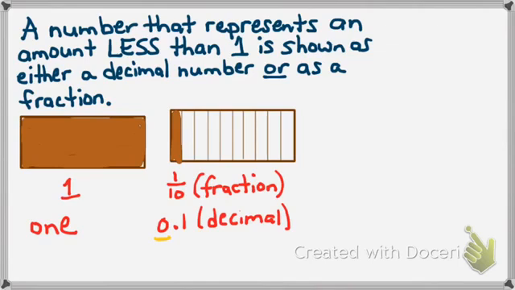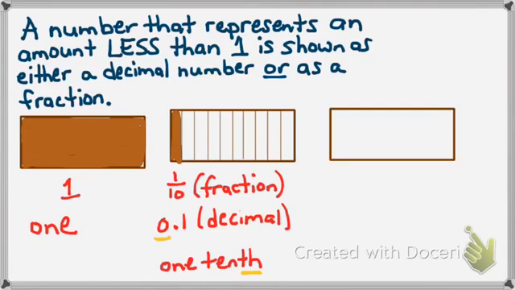How do I write either the fraction or the decimal as a word, or how do I say it? The proper way to say it is one tenth. Notice that it's not "one ten," because that would be 10 whole Hershey bars. It's one tenth, and the TH at the end shows us that it is less than 1. That's what the TH stands for.